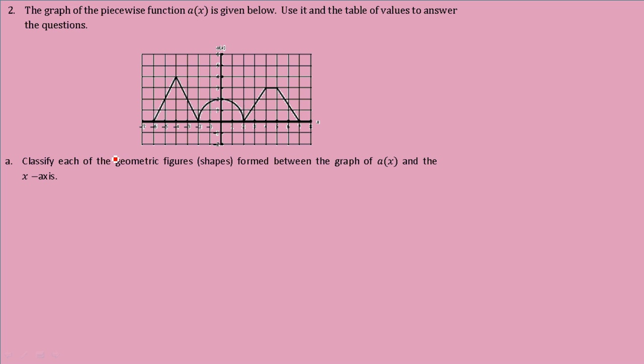Okay, number 2. So we have this piecewise function, and we want to look at it and classify each of the geometric figures, and I put shapes in parentheses, hopefully to help you. This question is super duper easy. If you thought it was really hard, you're thinking too hard. This right here is a triangle. That's all you have to write.